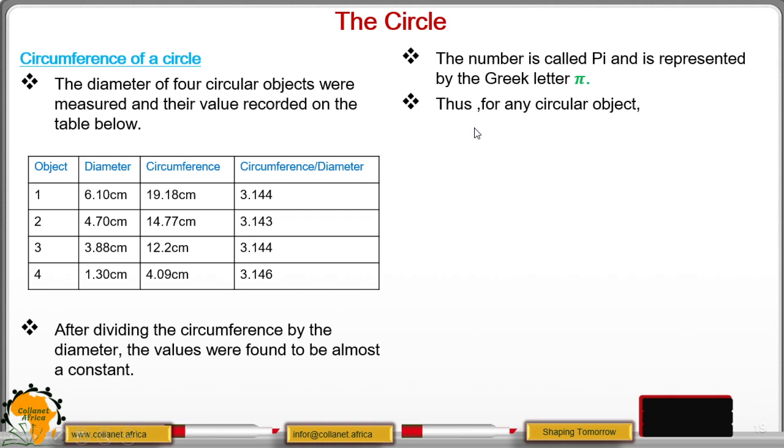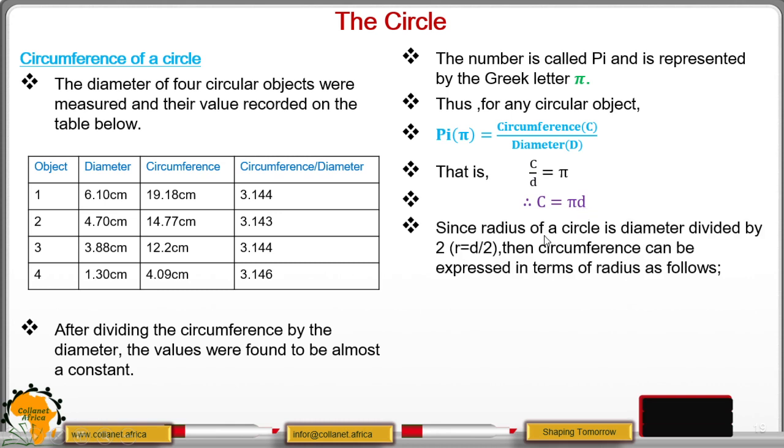Now, from this experiment, and I'm sure that you can do it at home, you can get circular objects, get the diameter and the circumference, and then divide. When you do that, you'll find that this value is equivalent to 3.144 or 3.142. So pi is given by the circumference divided by the diameter. That is, C over D is equal to pi. From here, if you want to get the circumference, you multiply through by D. By so doing, you get that the circumference is pi D.